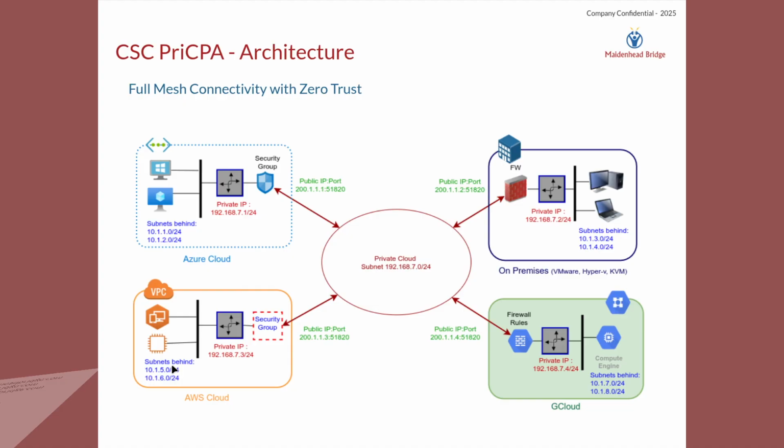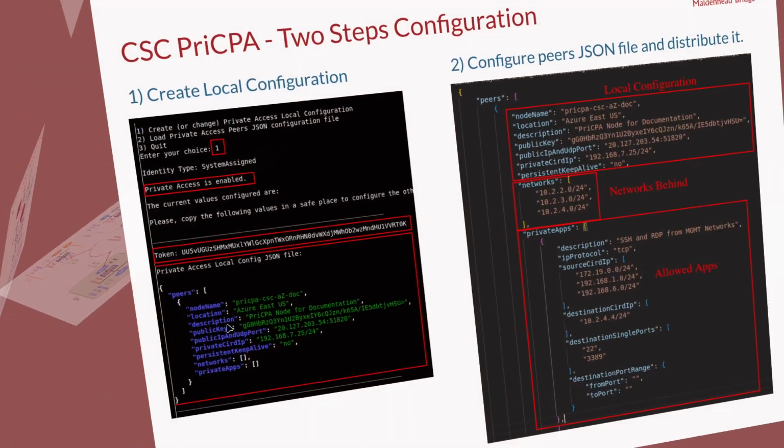As simple as that. This association of public IP and subnets behind will allow the connector to create a tunnel for you. Then you don't need to create any tunnel in advance. Anyone with minimum knowledge of networking, with subnets, public IP, private IP, can create a full mesh connectivity with zero trust.